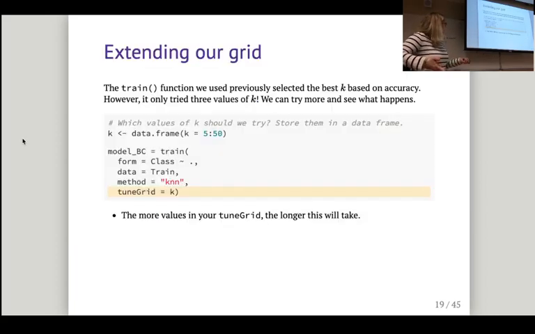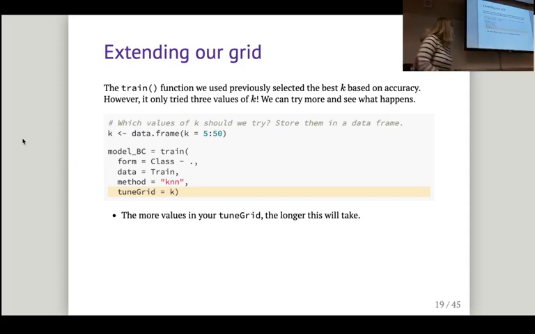Okay, so let's say that we want to have a little bit more control. We want to choose our own k to try. So I'm going to try lots of different ks. I'm going to create a data frame or a data set in R called k, and that's going to take integers from 5 to 50. So I'm going to try 46 different values of k, just to get an idea of what happens when we switch this k up.